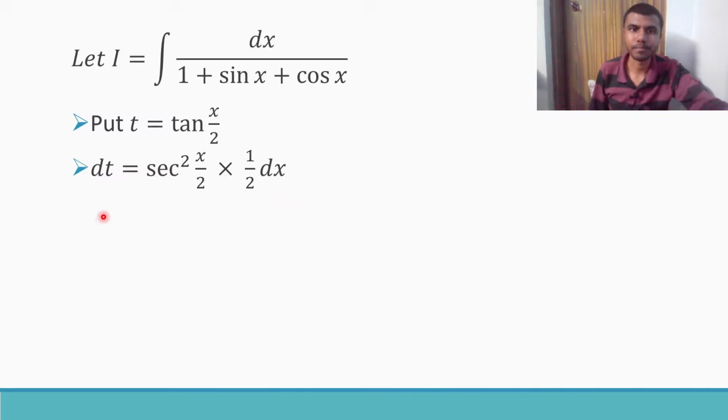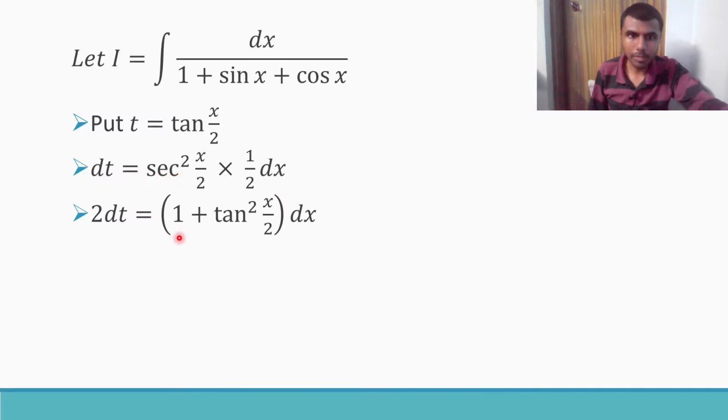Fine. Now next. Secant square x by 2 is nothing but 1 plus tan square x by 2. And this 2 in the 1 by 2, send it to the LHS. Now next. Secant square theta is 1 plus tan square theta. So that's why secant square x by 2 is nothing but 1 plus tan square x by 2. All good. Let's go ahead.